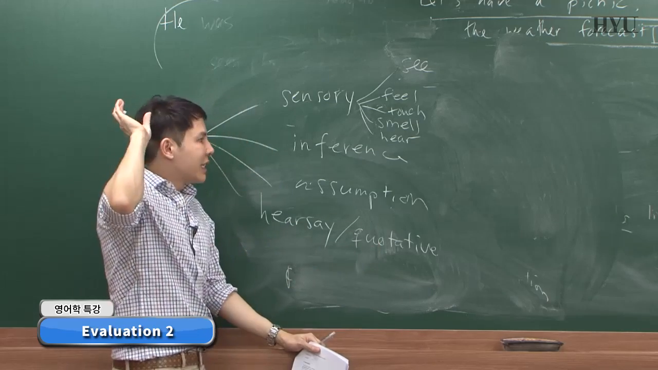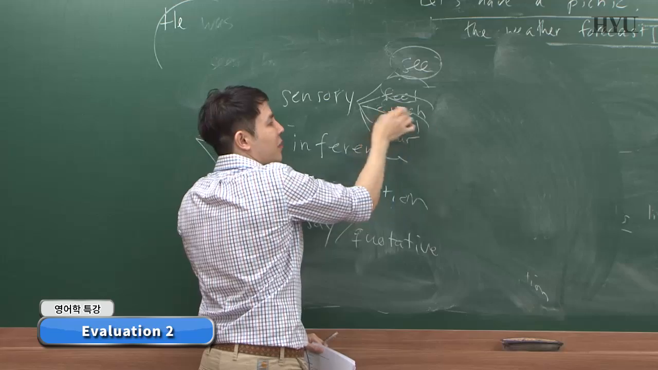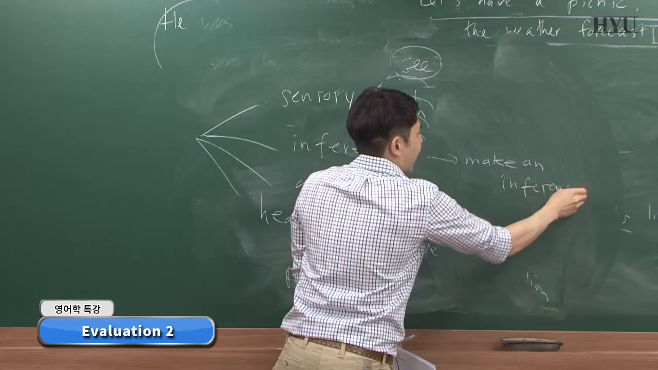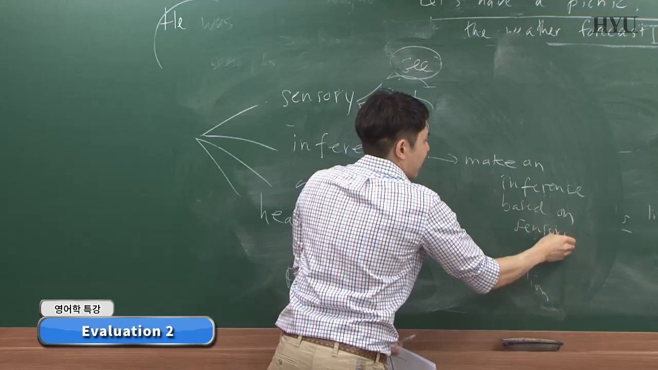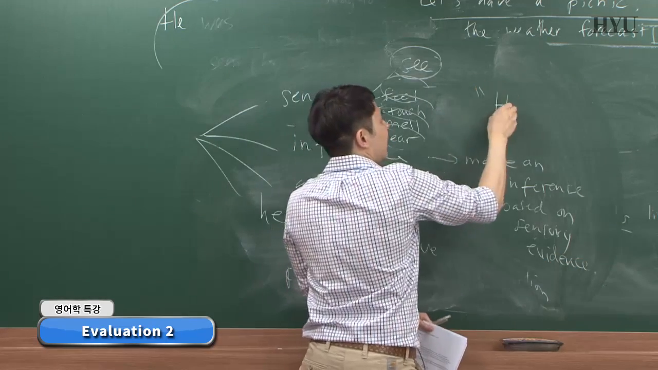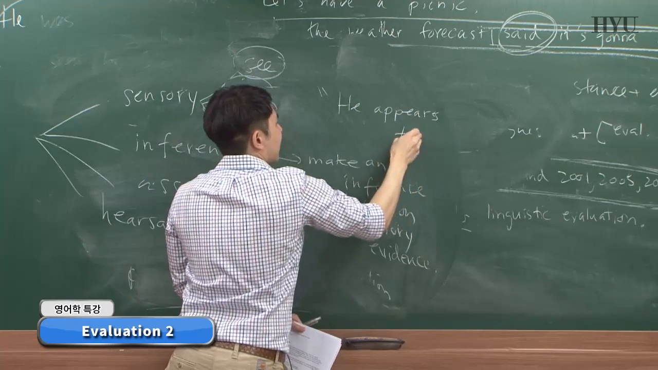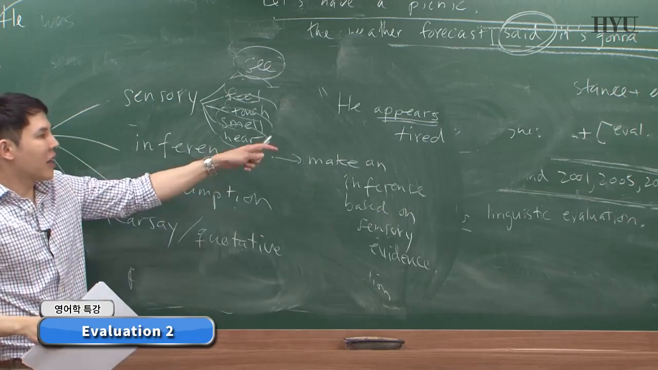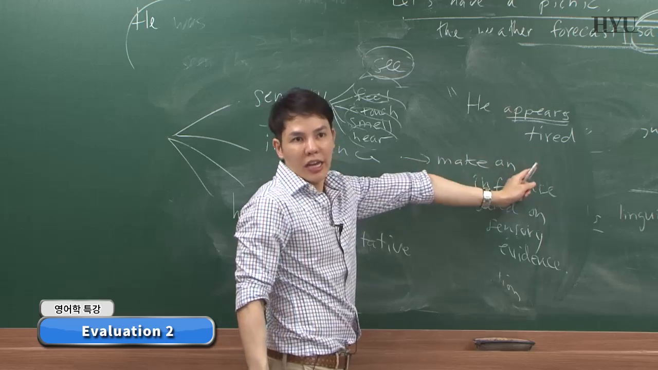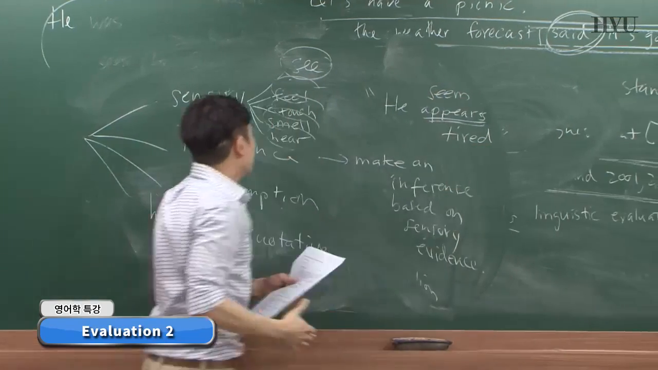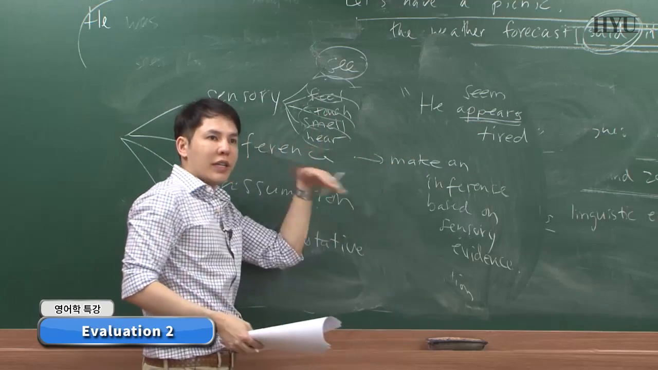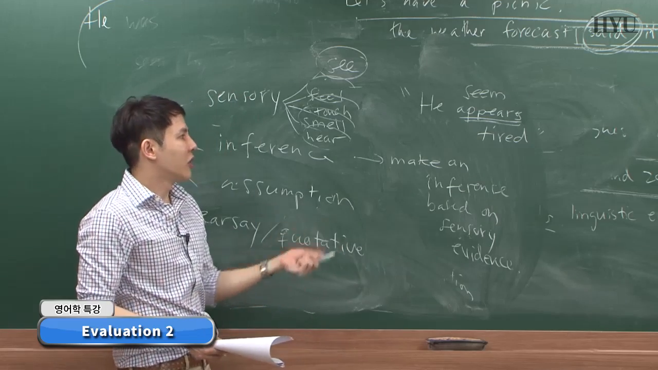Inference has to do with the second step. After you see something, you feel something, you touch something, you smell something, you hear something, you make some inference. Make an inference based on sensory evidence. So if I see Song Ho today, I can say, oh, he appears tired, exhausted. This one, appears. I must have seen him first, right? And then judging from his face, oh, he appears tired. So verbs like appears or seem, they are inference markers. Why? Because we must have heard his voice, we must have looked at him first, in order to make that inference.